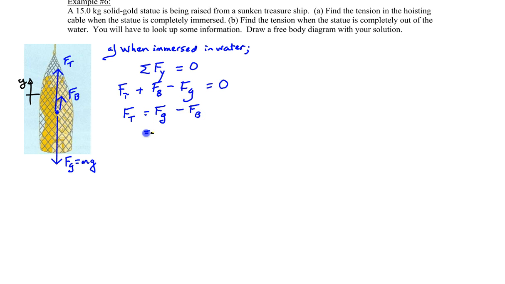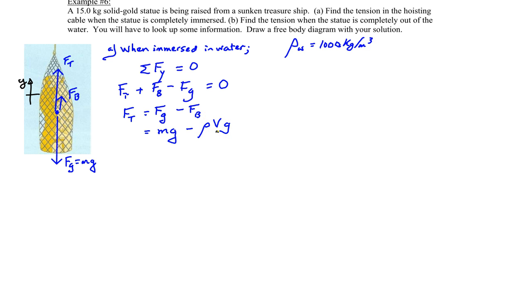The weight of the statue would be just simply m times g. And the buoyant force would be the density of the fluid times the volume of the object, because it's completely submerged, times g. So we might be looking at this and say, well, yeah, we know m and we know g. And the density of the fluid must be water, so we'll assume the density of water is 1,000 kilograms per meter cubed. But we don't know the volume of the object.